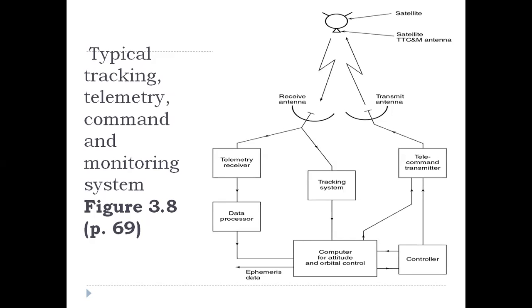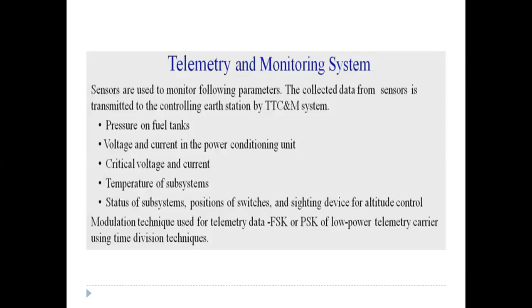Telemetry and monitoring system. The monitoring system collects the data from the sensors within the satellite and sends this data to the controlling Earth station. There may be several hundred sensors located on the satellite to monitor pressure in the fuel tanks, voltage and current in the power conditioning unit, current drawn by each subsystem, and critical voltages and currents in the communication electronics.